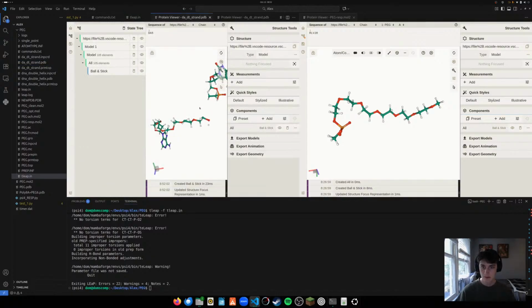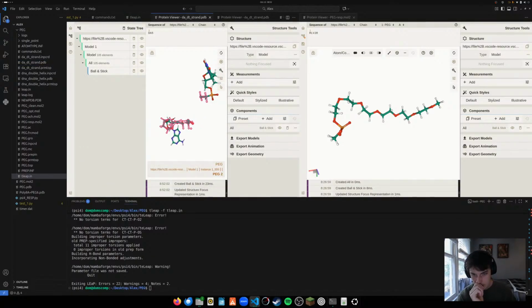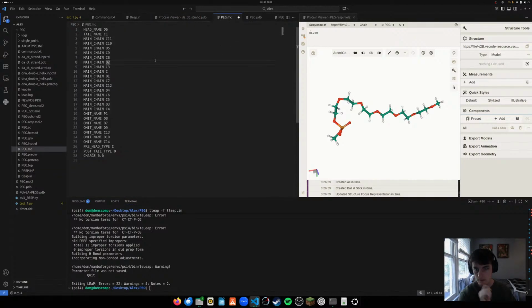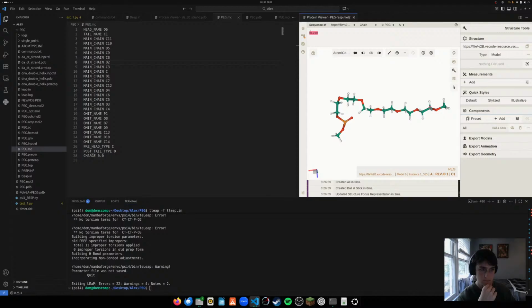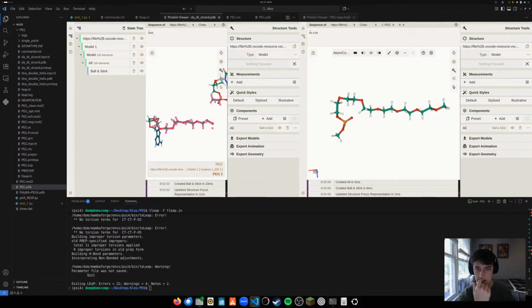Okay, so defining C1 to be, the tail or the head? The tail. And this is C1. It should connect to the ribose. And what is it connecting to? The phosphate. So maybe let's assign this to be the tail.